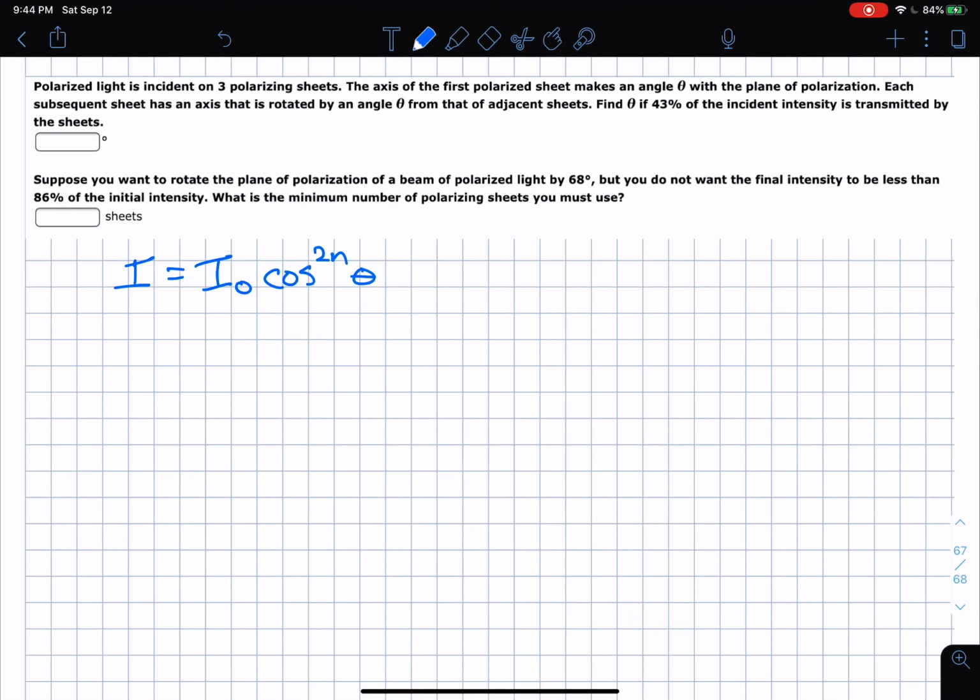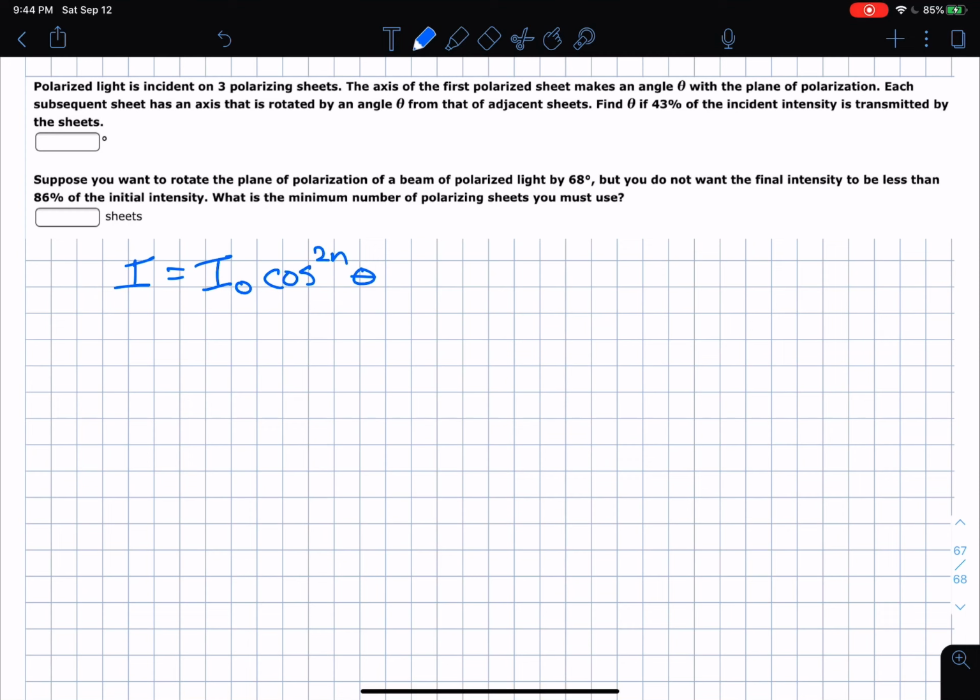Polarized light is incident on three polarizing sheets. The axis of the first polarized sheet makes an angle theta with the plane of polarization. Each subsequent sheet has an axis that is rotated by an angle theta from that of adjacent sheets. Find theta if 43% of the incident intensity is transmitted by the sheets.